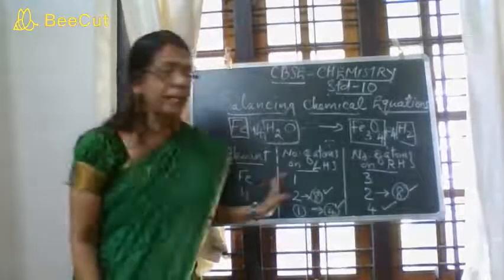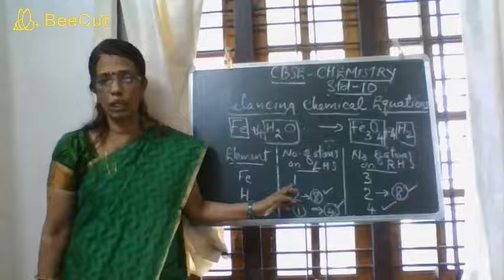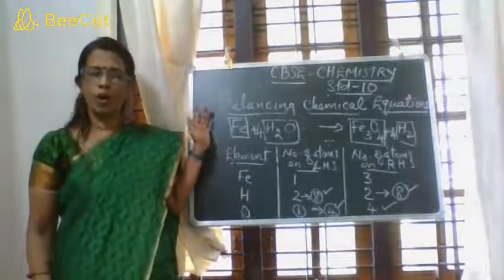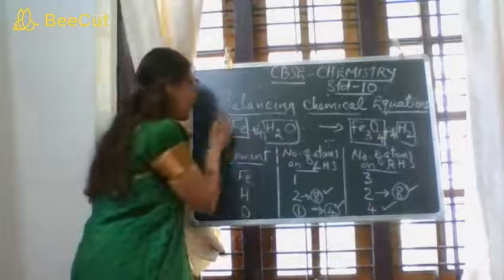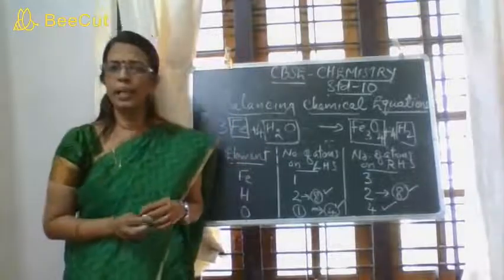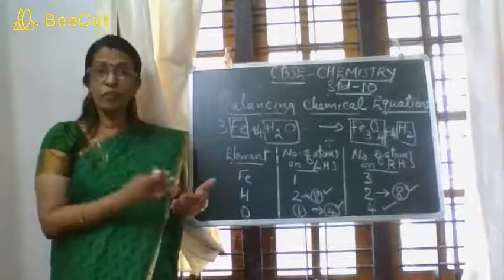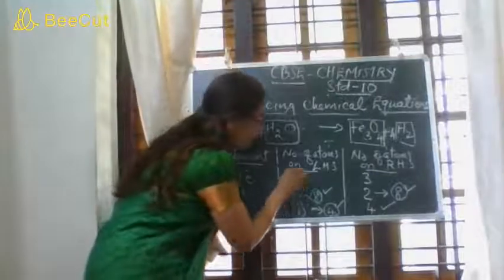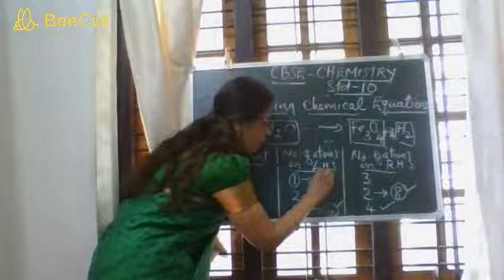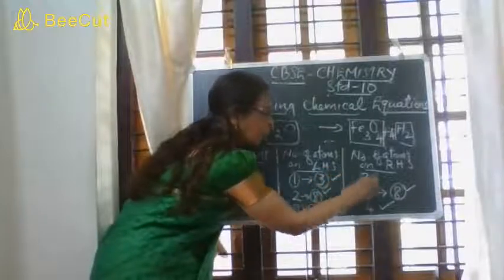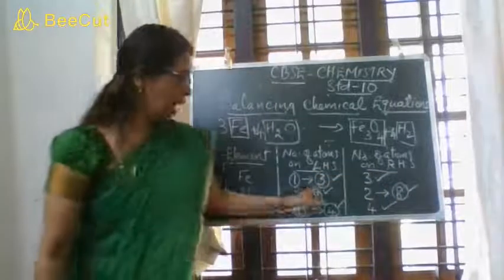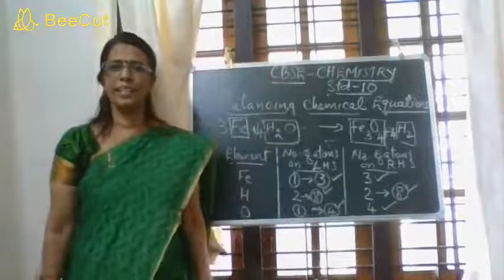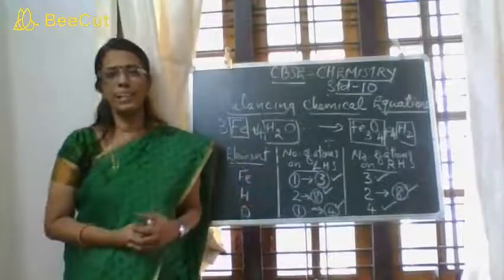Then iron: here iron is only 1, and here iron is 3. So we have to increase the number of iron on the left hand side by putting 3 in front of the symbol iron, Fe. In front of Fe we put 3, so that the number of iron atoms now becomes 3. So now this is also balanced. Iron is balanced, hydrogen is balanced, and oxygen also is balanced. In this way we can balance a chemical equation.